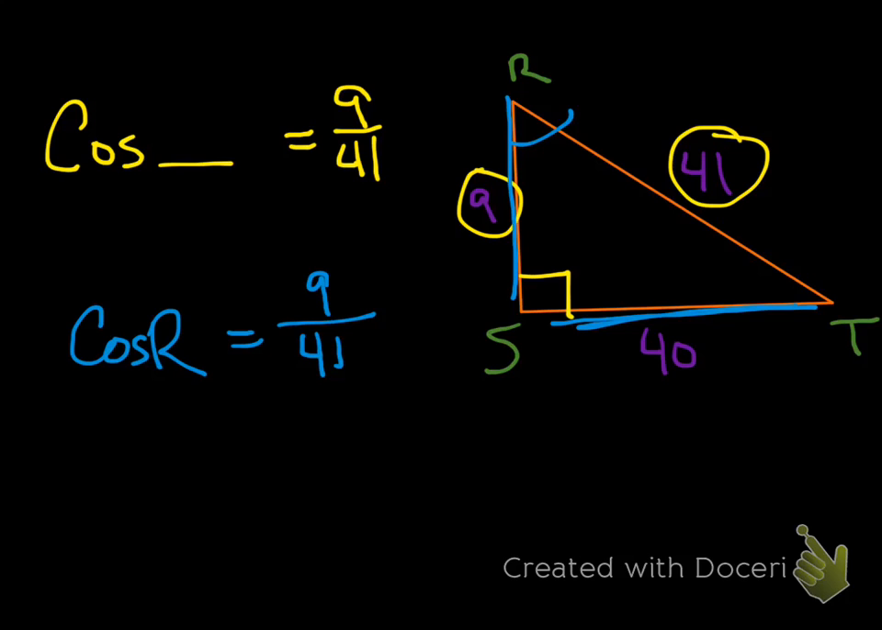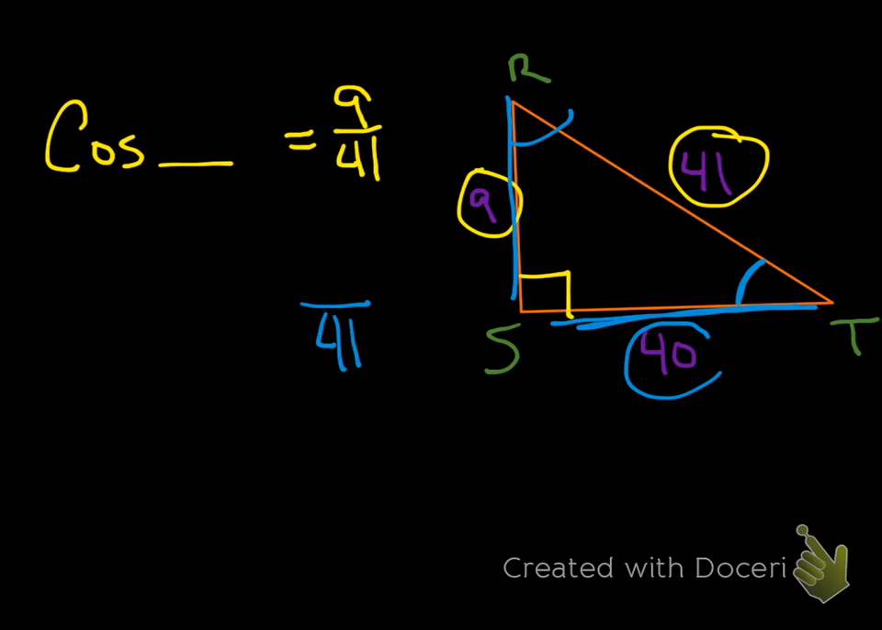What we are trying to decide is which angle it is. We know the hypotenuse is 41 no matter what, but we need an adjacent side that is equal to 9. If we're doing T, its adjacent side is 40. If we're doing R, its adjacent side is 9. So we know it has to be the cosine of angle R.